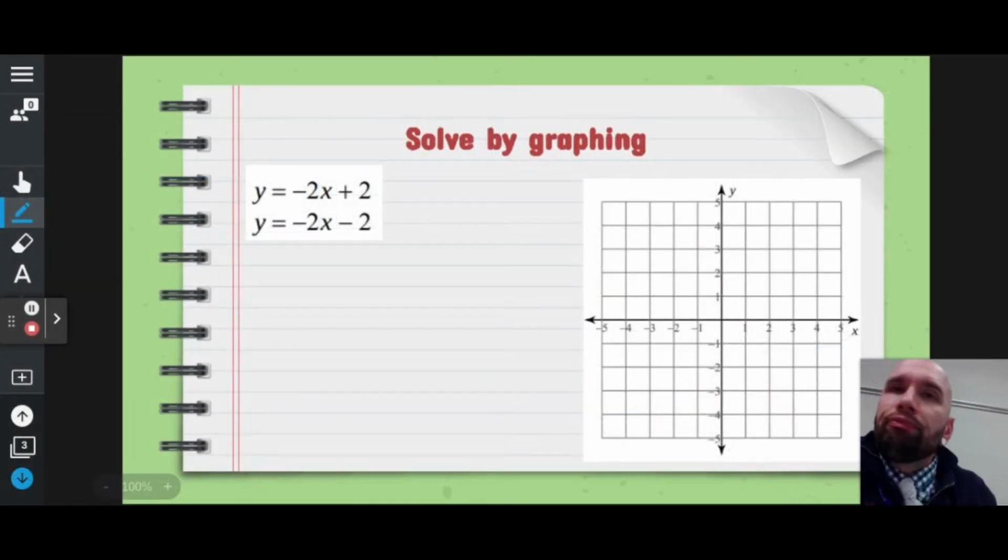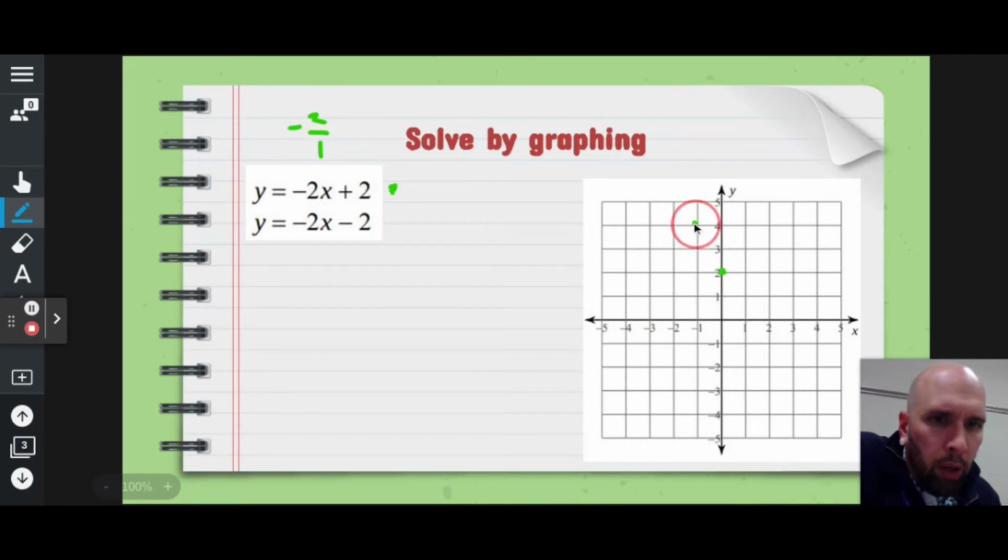Thank you, Desmos. Now let's solve this by graphing again. I'm going to graph this one in green. I'm going to start at 2, and my slope is -2, or -2/1. So I'm going to go up 1, 2/1. Up 1, 2, I can't do it. Down 1, 2/1. Down 1, 2/1. Down 1, 2/1. That's it. So I'm going to do my best to draw that line. I'll take it.